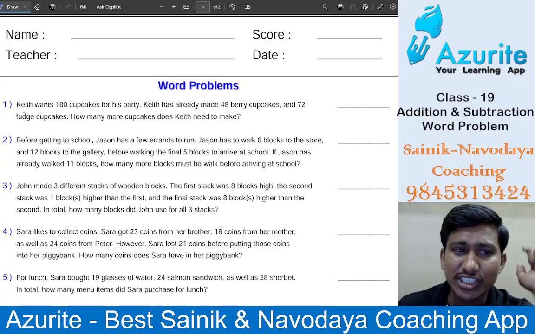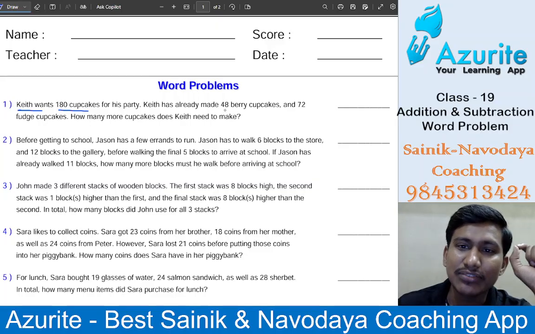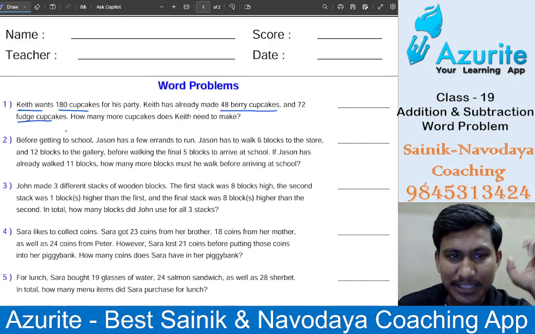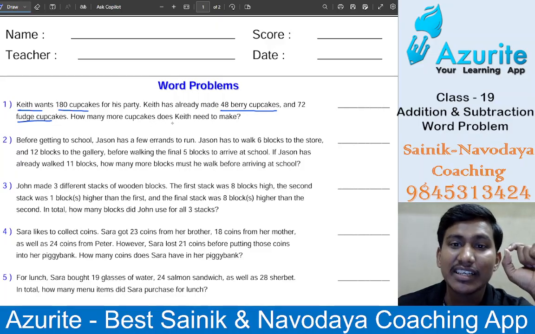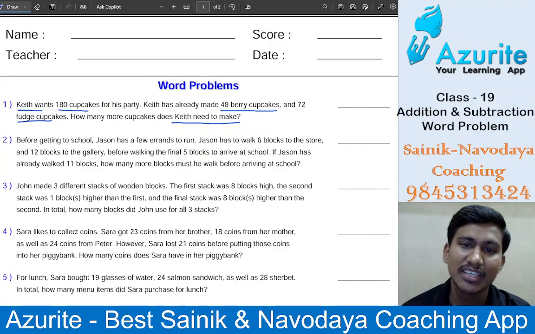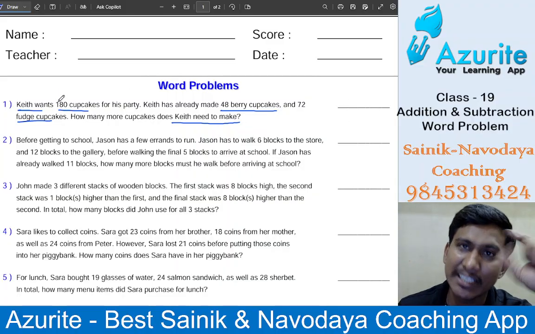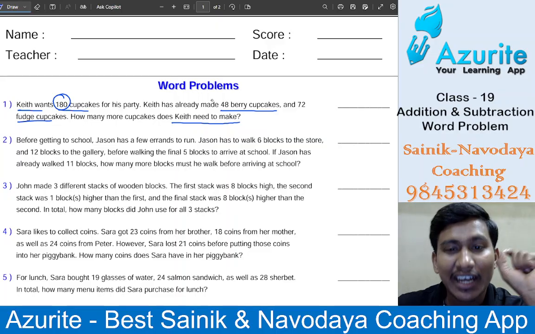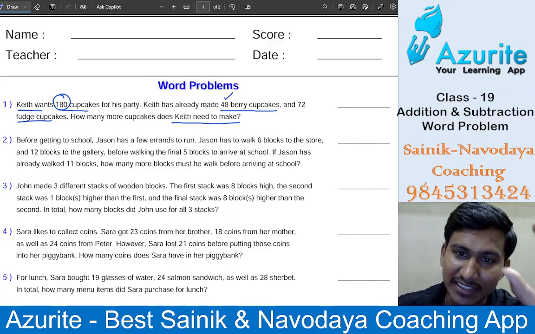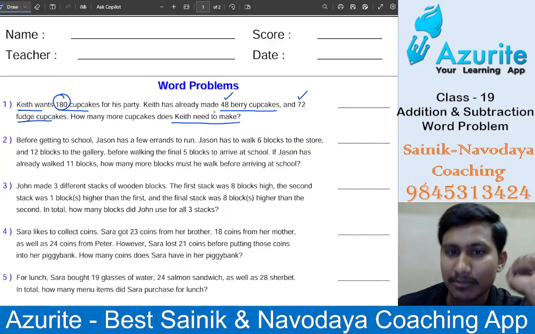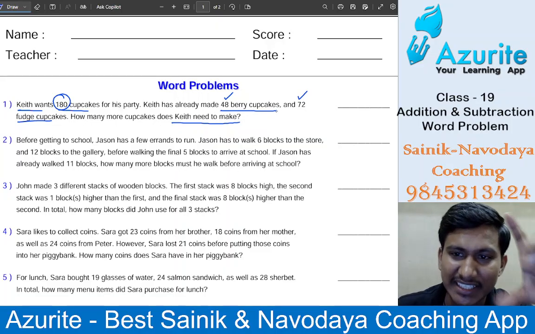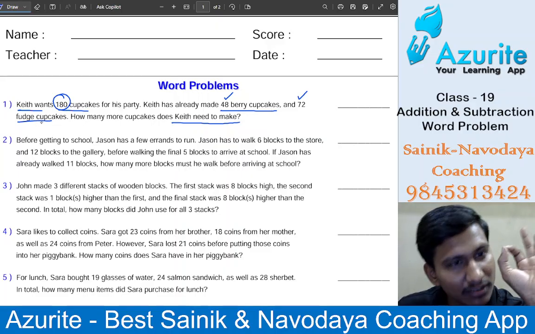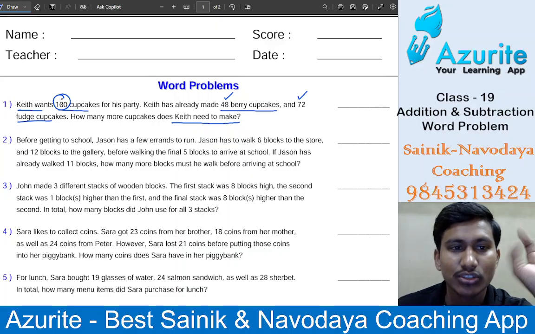Okay. So the question is, Keith wants 180 cupcakes for his party. Keith has already 48 berry cupcakes and 72 fudge cupcakes. How many more cupcakes does Keith need to make? Right? So here, total how many requirements are there? 180 is required. But already there are 48 and 72 also. So that is in different berry cakes and fudge cakes. That is different, but cupcakes are available. So they have not mentioned.